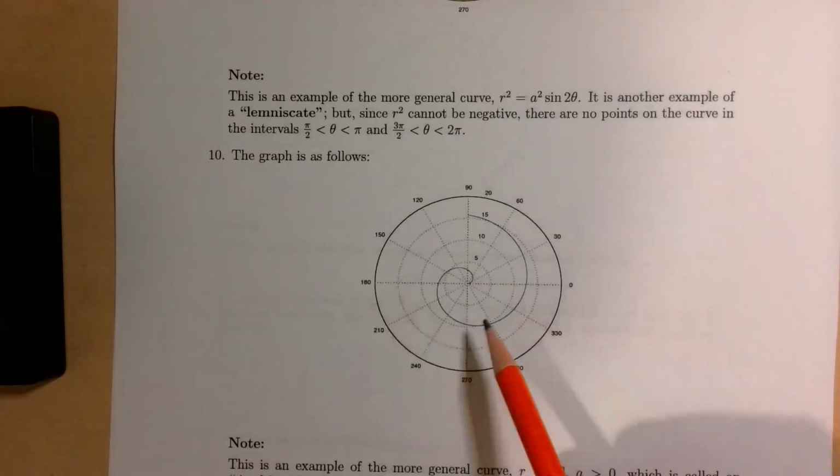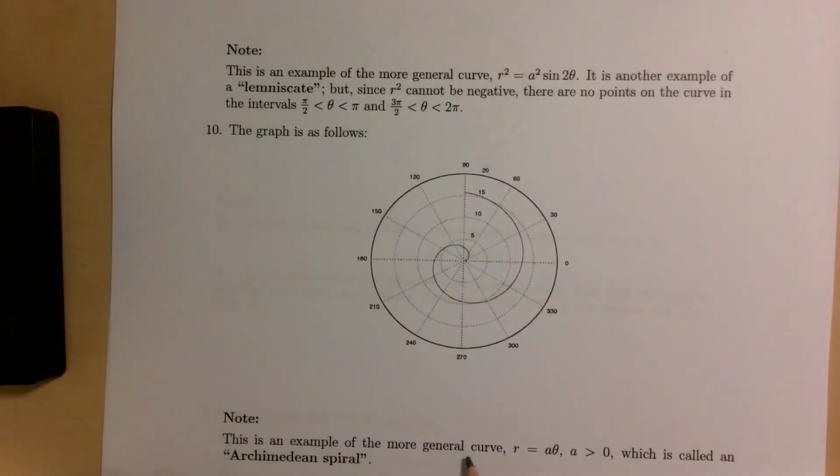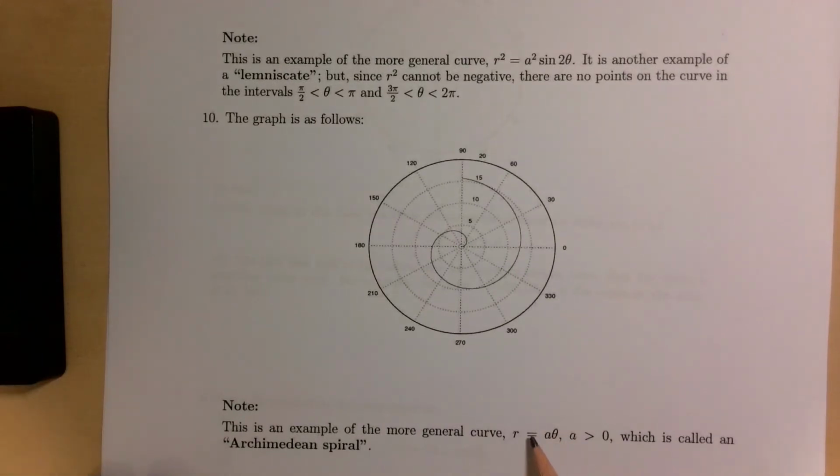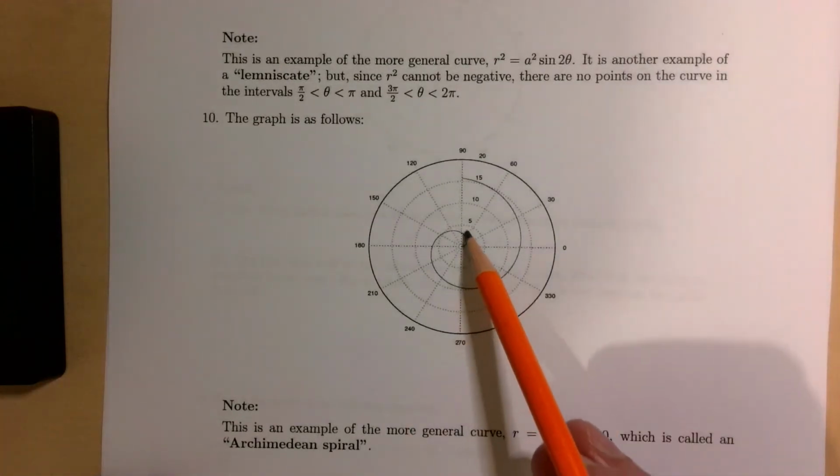A slightly different looking one then. This is an example of a more general type of curve, r equals a theta. Very straightforward looking formula, but that gives us an Archimedean spiral, so it just works its way out from the center.